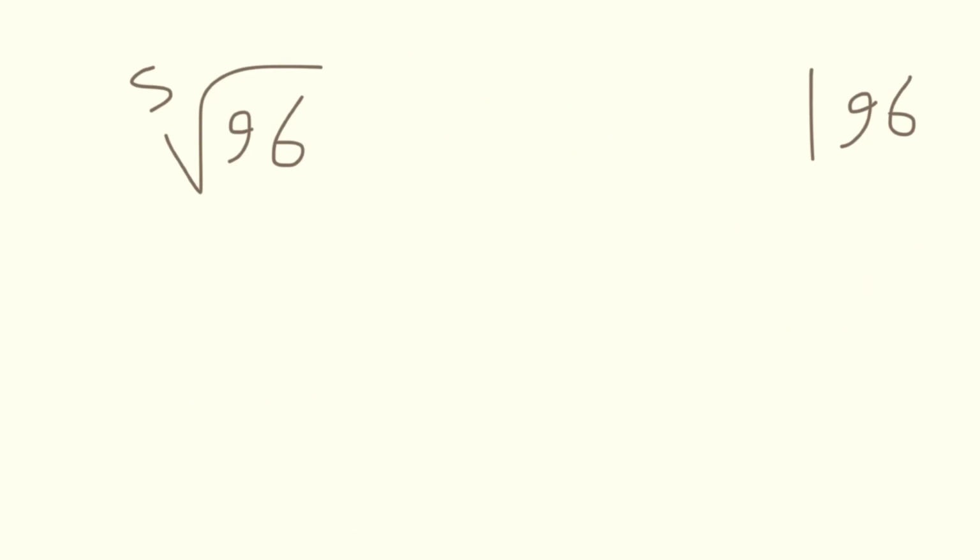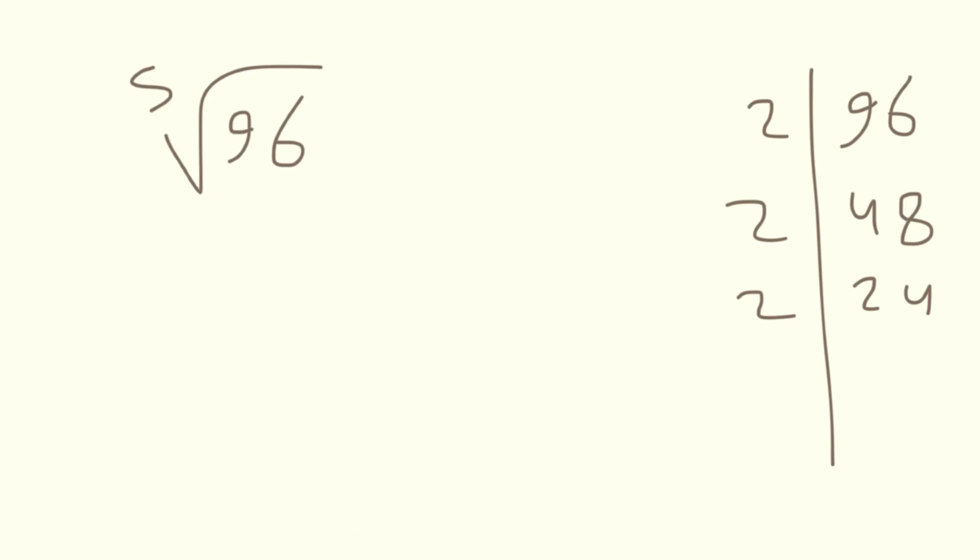96 is what? If you divide by 2, you get 48. And you divide by 2, get 24. And you divide by 2, get 12. You divide by 2, you get 6. And you divide by 2 again to get 3. And then you divide by 3 to get 1. So actually, it is 2 times 2 times 2 times 2 times 2. That's 5 of them. That's just what I need, isn't it?